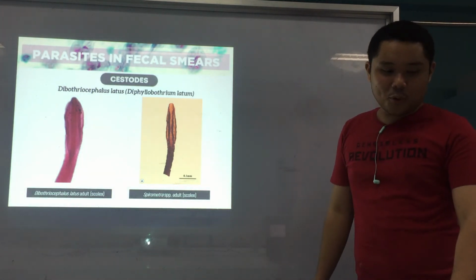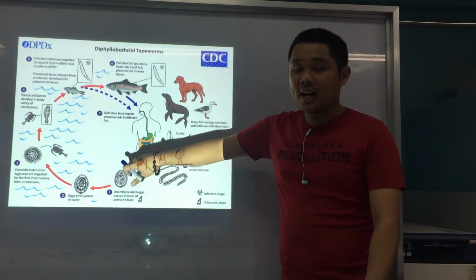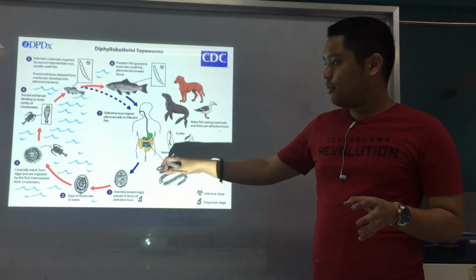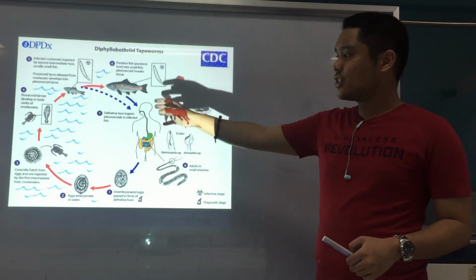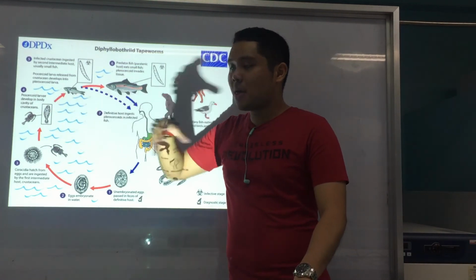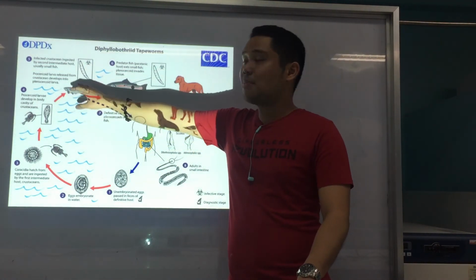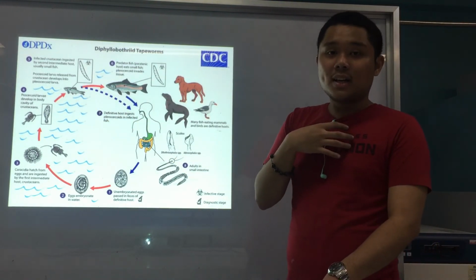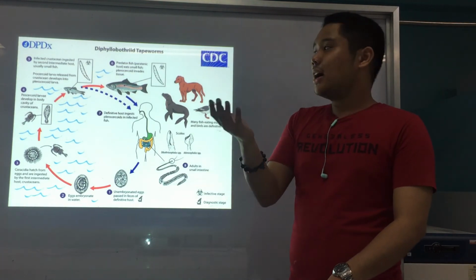And lastly, for your life cycle, as you can see, when a human releases the eggs, they are unembryonated, but when they are in the water, they become embryonated. And of course, the coracidium hatches and is eaten by copepods or cyclops, and then the coracidium in the copepods will develop into procercoid, and then the copepods will be eaten by the second intermediate host, the freshwater fish, where the procercoid will then become plerocercoid.